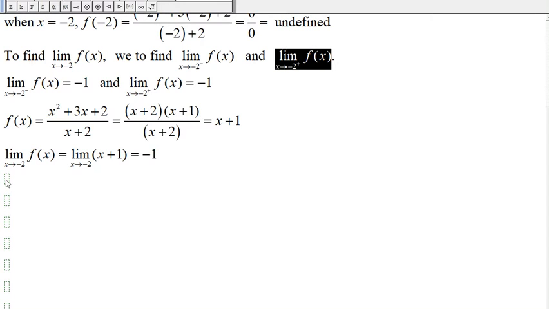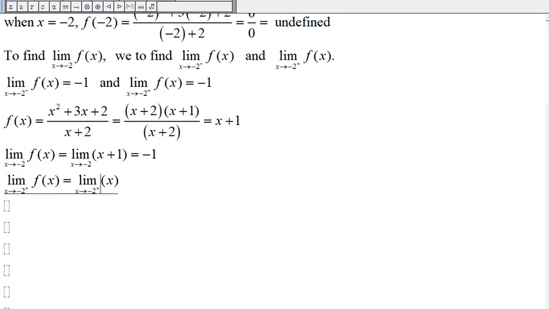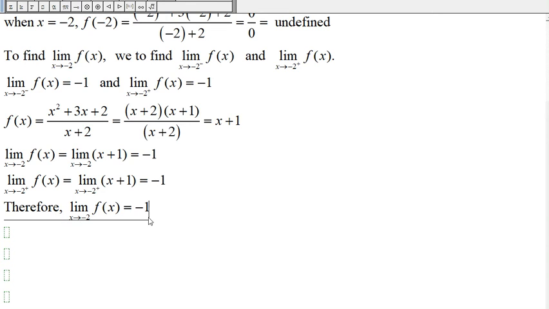Now if we try to approach negative 2 from the right side, f of x is x plus 1. And as x gets closer and closer to negative 2, negative 2 plus 1 is negative 1. So the limit from the left side is negative 1, and the limit from the right side is negative 1. And therefore, we say that the limit as x approaches negative 2 is equal to negative 1, because the limit from the left is negative 1 and the limit from the right is negative 1. And so we say that the limit is equal to negative 1.